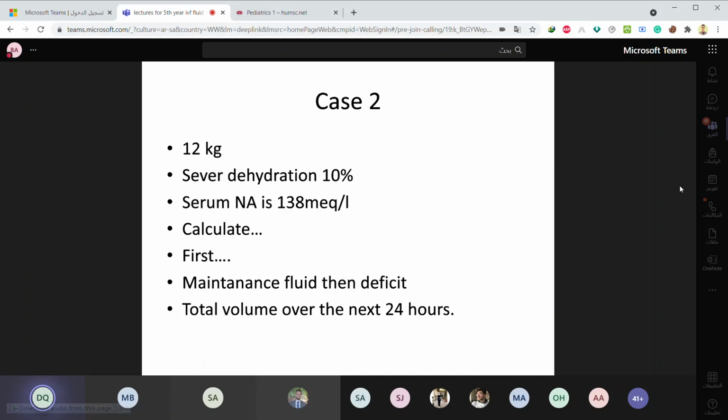So in a 12 kilogram patient with severe dehydration, 10% dehydration, and serum sodium 138, which is normal, calculate the maintenance fluid, then the deficit, and the total fluid over the next 24 hours. Who can calculate it? Anyone? So you have 1 minute to calculate it and put it in the chat.